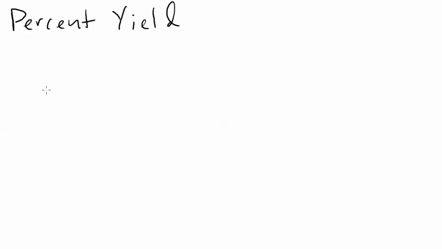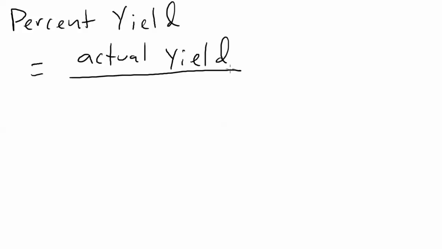The formula for percent yield is really simple. Like all percentages, it's a part divided by a whole times 100. For this specific percent, the part is going to be what's called the actual yield. So it's the part of the amount that was actually made. The bottom is called the theoretical yield.